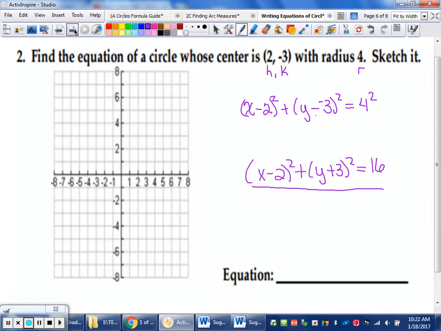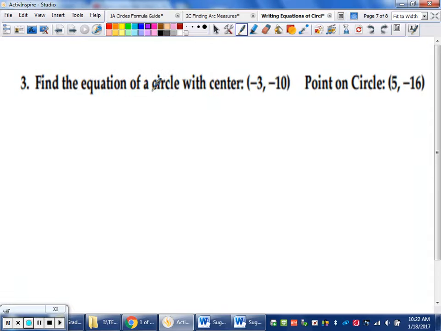These are the easy circumstances when they give you the center and the radius, but they're not always going to do so. Sometimes they will give you the center and a point on the circle, such as example 3 here. Find the equation of a circle with the center negative 3, negative 10, and a point on the circle of 5, negative 16. Well, my center, I have my h and I have my k. I need my radius. The radius is the distance from the center to a point on the circle.